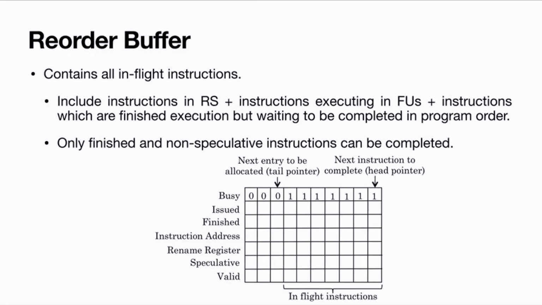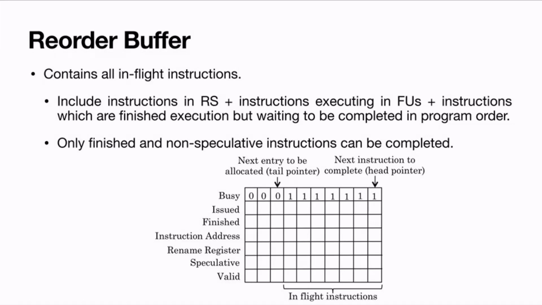So at the time of committing, we just look at this entry and see whether the valid bit is 1 or not. If the valid bit is 1, then only we are going to commit that instruction. In other words, we'll be writing the value into the architectural register. This is what is going to happen in the reorder buffer.